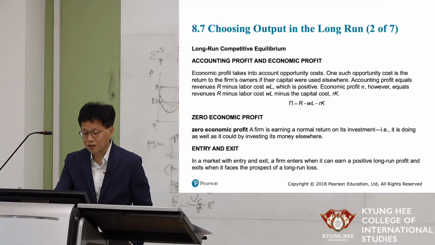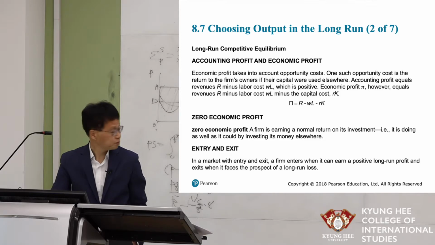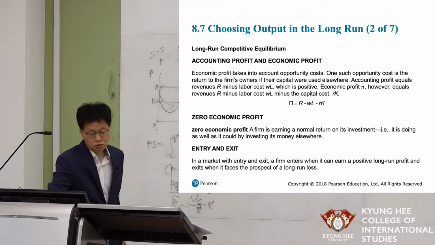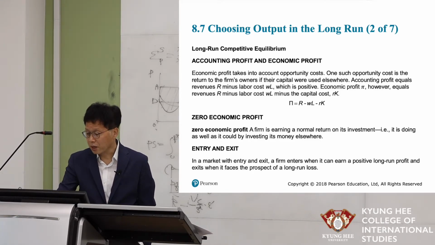Accounting profit equals revenue minus labor cost, right? Labor cost is variable cost, so revenue minus variable cost, okay? That is accounting profit. So in this sense, accounting profit is very similar to producer surplus, isn't it? Economic profit, however, equals revenue minus labor cost minus capital cost, or fixed cost, like this, right?